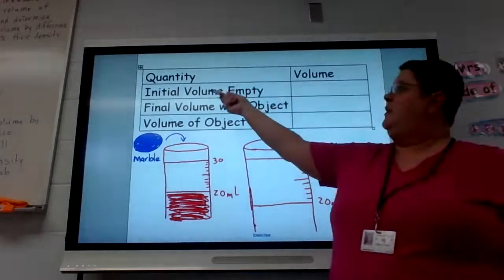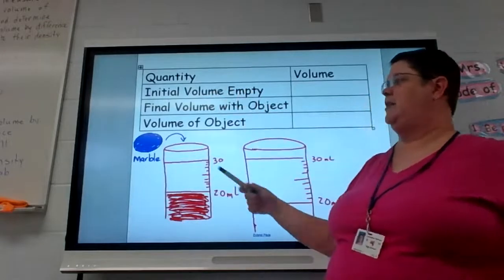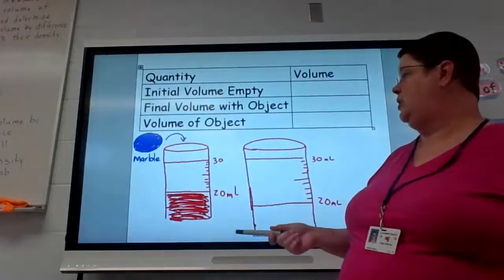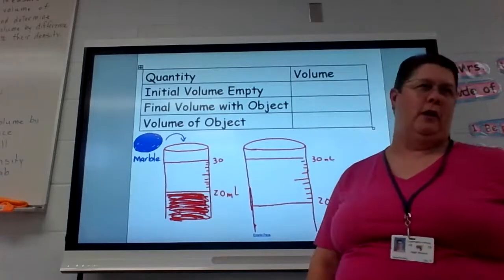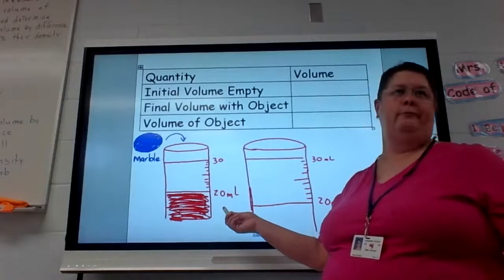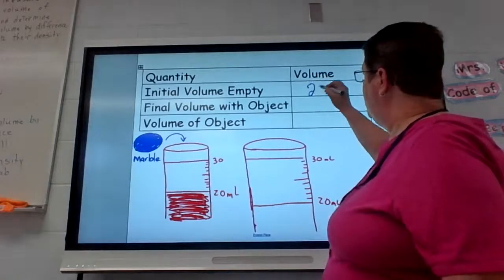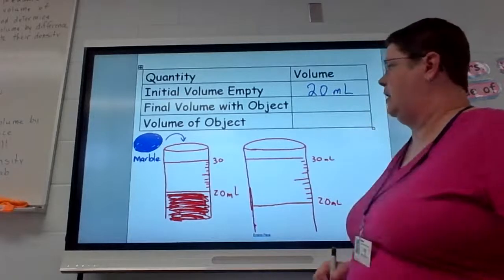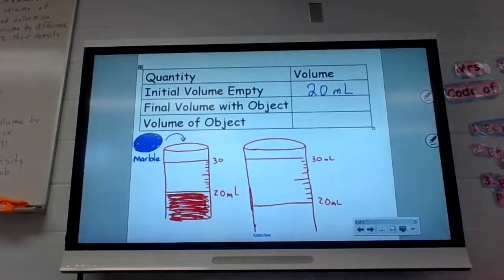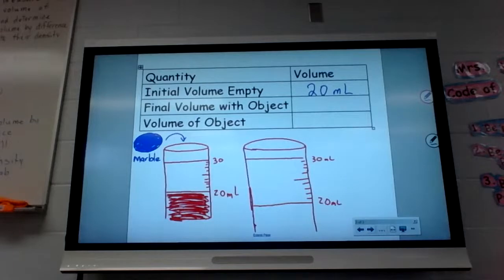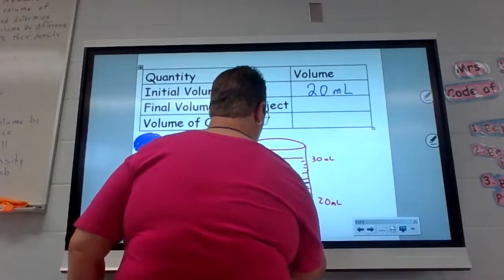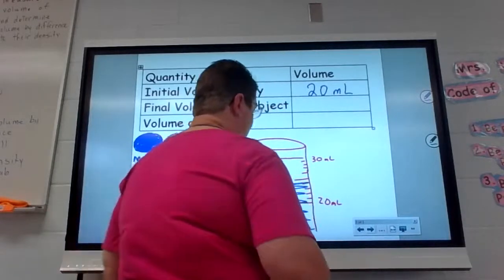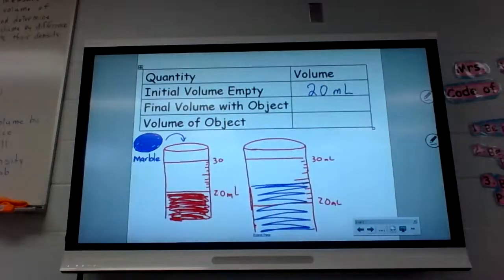So the initial volume, when I say empty, that just means without the marble. Okay? So in the lab, I tell you to fill the graduated cylinder half full. In this case, I put how much? 20 milliliters. Okay? So 20 milliliters of water is in the graduated cylinder. So I'm going to add the marble. What's going to happen to the water in the graduated cylinder? It's going to rise. Okay? So let's say that my marble goes up to that. All right, so how much did it go up to?